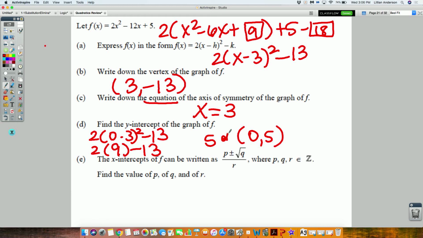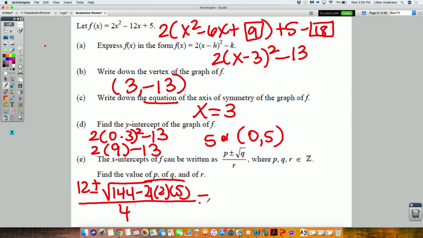So then x-intercepts: negative b plus or minus the square root of b squared minus 4ac, all over 2a. That gives you 12 plus or minus the square root of 104 over 4. And so you could have said that P was 12, Q was 104, and R was 4. You could have done it that way. However, 104 is simplifiable.